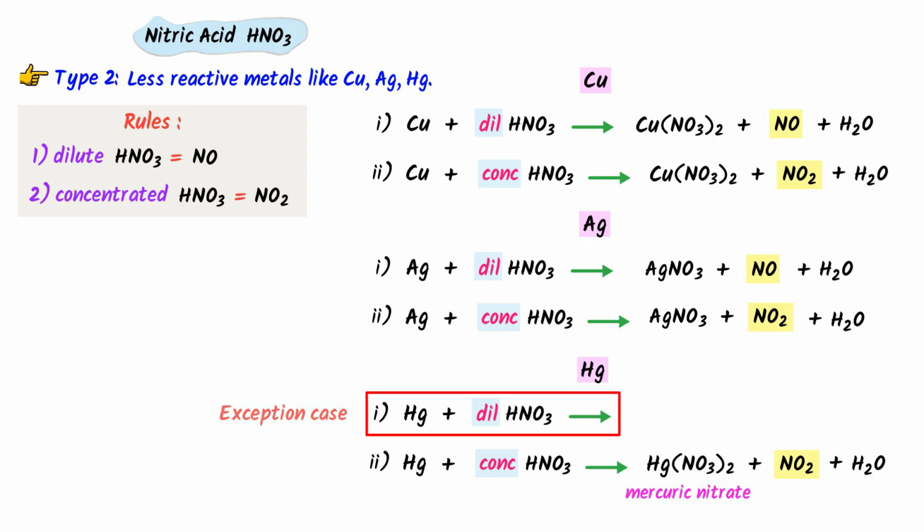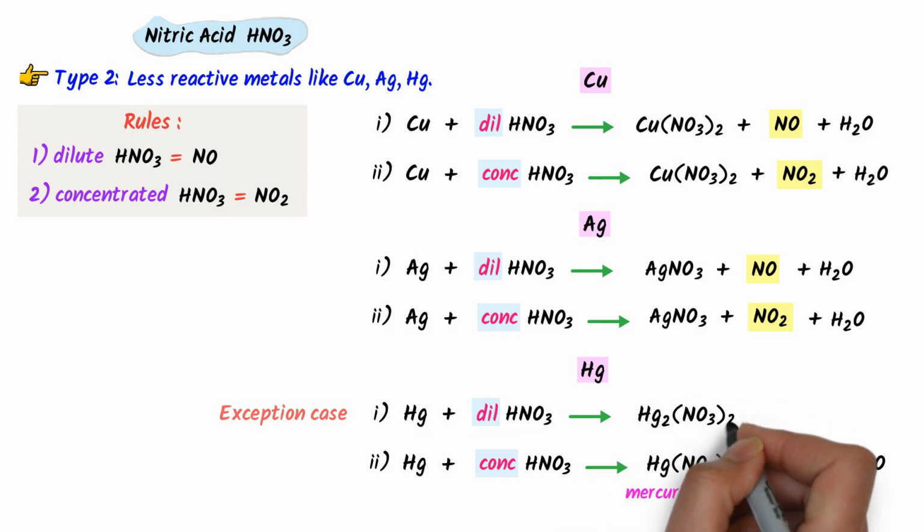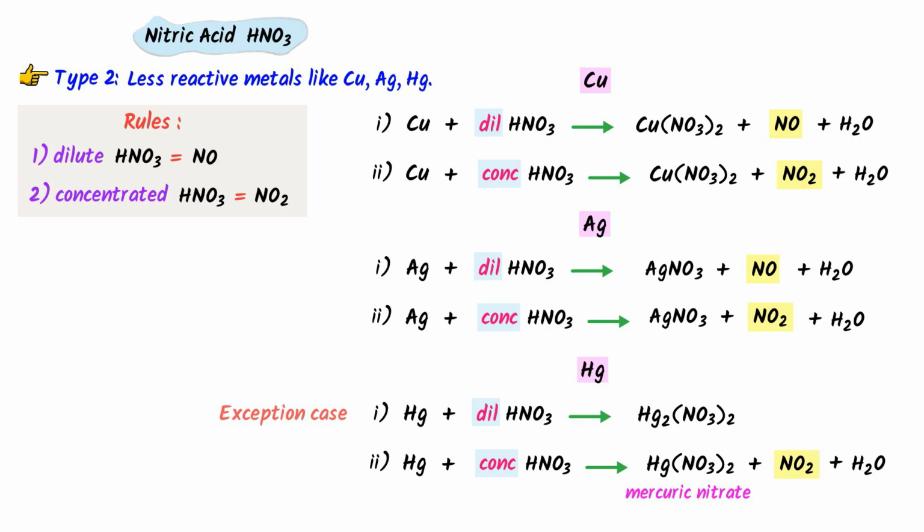Now in the first case, instead of HgNO3, Hg2(NO3)2 is produced. We call it mercurous nitrate. Also, water is produced. According to the rule, if dilute nitric acid reacts with mercury, nitric oxide is produced. Hence, these are the two important reactions of mercury with nitric acid. Therefore, using these simple tricks, we can easily learn all important reactions of nitric acid.